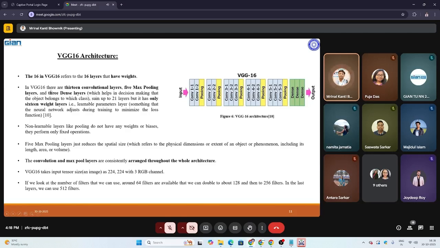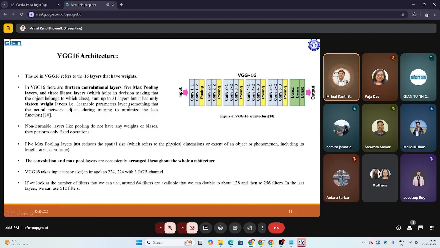What is the work of the dense layer? Mainly, it helps in deciding which class the object belongs to. While passing an image, which class a particular object in the image belongs to is mainly determined by the dense layer. If we add all the layers, it sums up to 21 layers. But why is it called 16 then? It is only 16 weight layers.